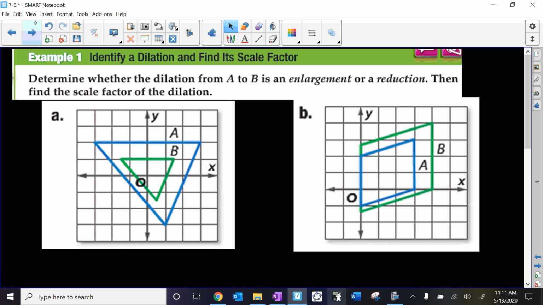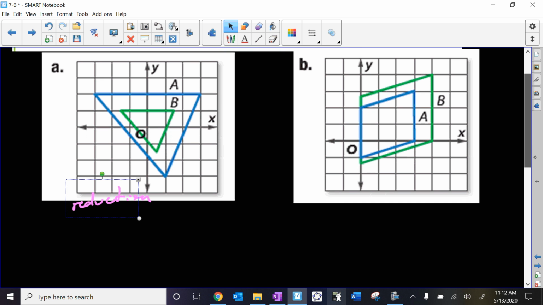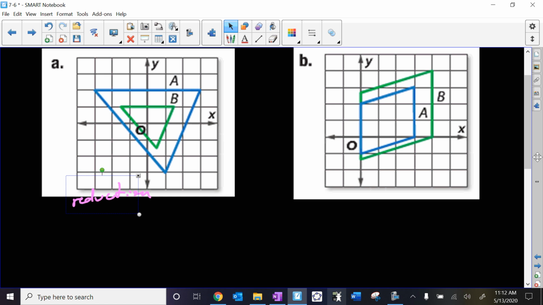Letter A, determine whether the dilation from figure A to B is an enlargement or reduction. Then find the scale factor of the dilation. So if I'm going from A to B, I'm getting smaller, which means that it's a reduction. Remember, to find our scale factor, we're going to put the new shape over the old shape. You should be able to count some locations. So I'm going to put B over A.